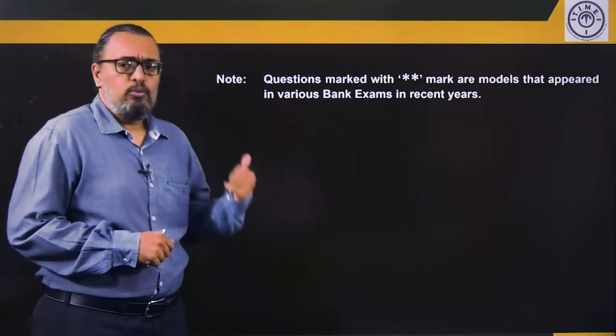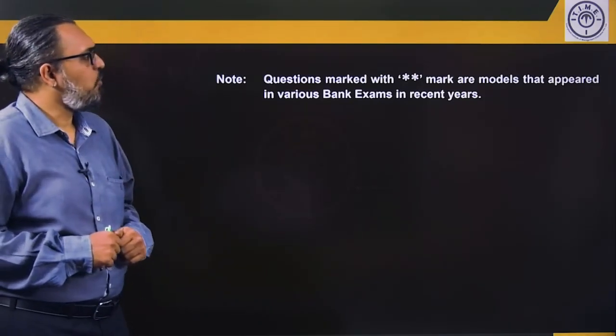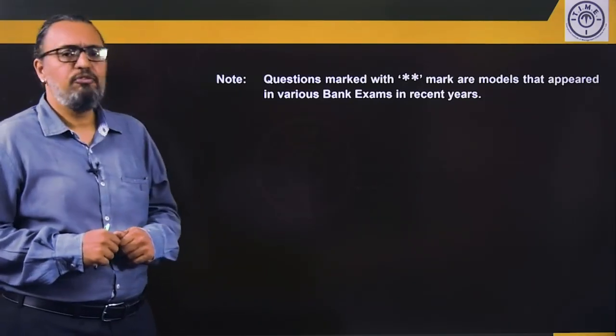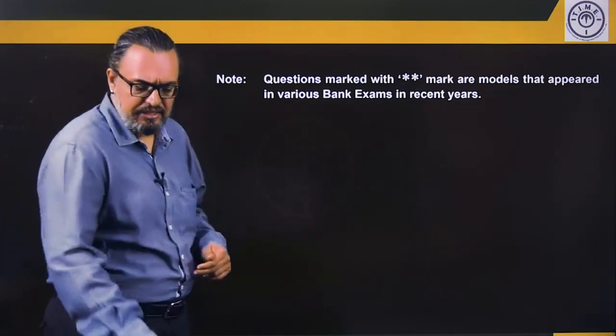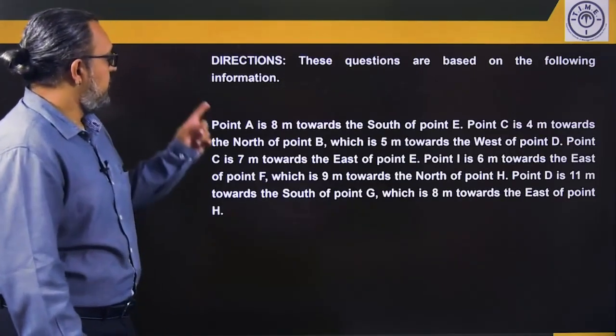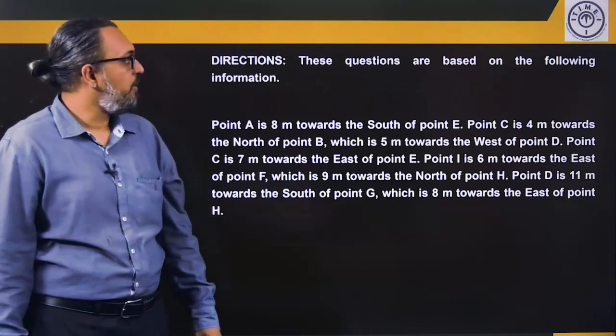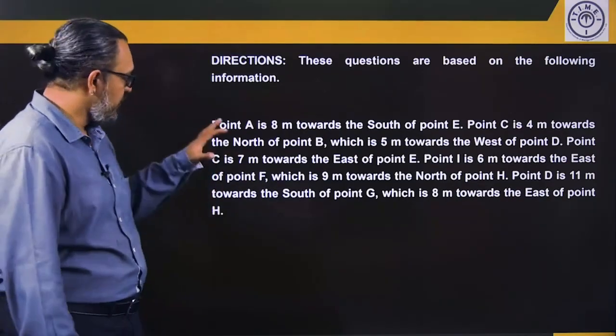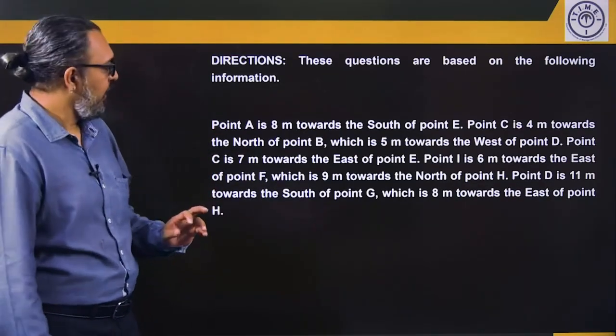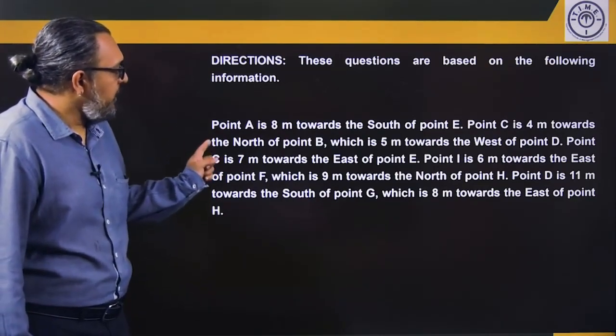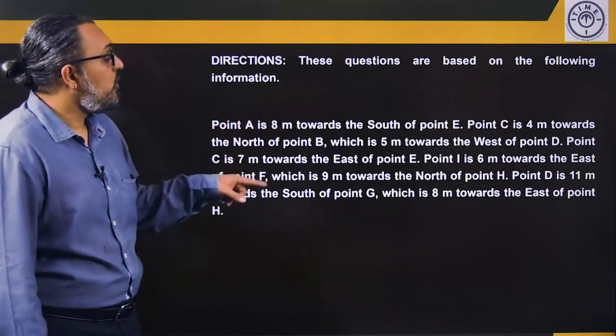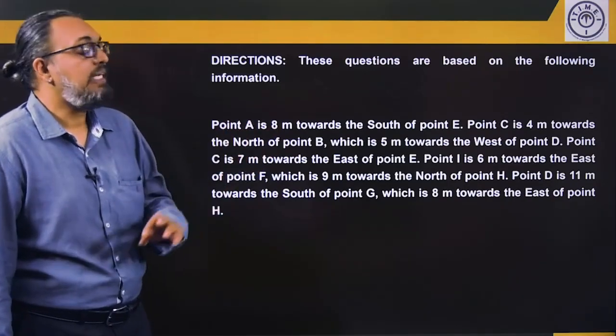Right, now we have a note here, questions marked with double asterisk mark are models that appeared in various bank exams in the recent years. Right, now the directions, these questions are based on the following information. So you have this information here, okay. Point A is 8 meters towards the south of point E.